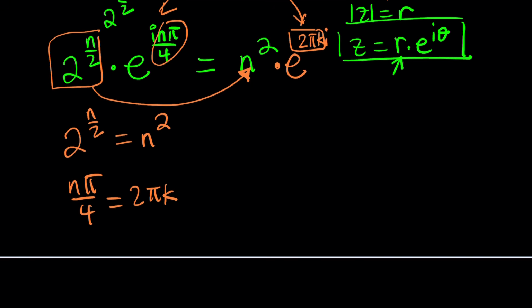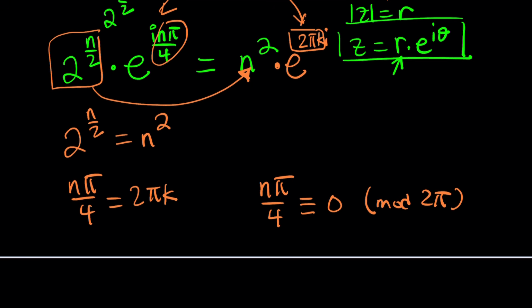You can also write this as a modular arithmetic equation. You can say nπ/4 needs to be congruent to 0 mod 2π, which means it needs to be a multiple of 2π. Same idea, just written differently. Okay? So this is what we have so far. So where do we go from here? Let's go ahead and take a look.